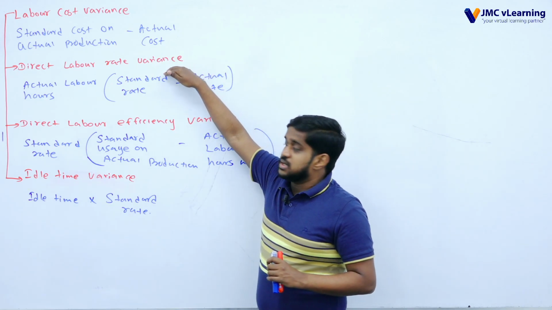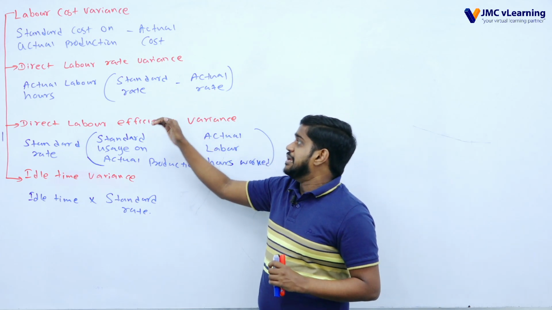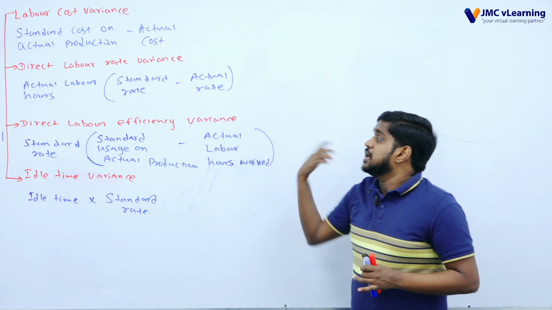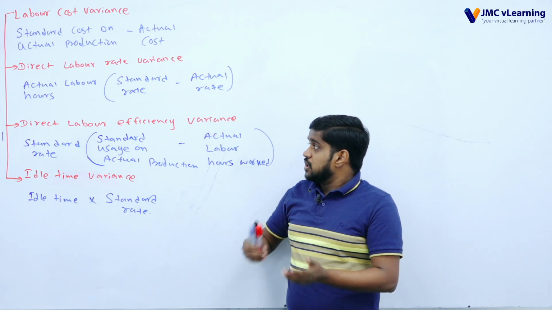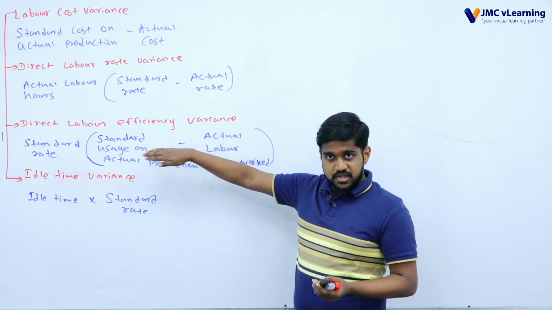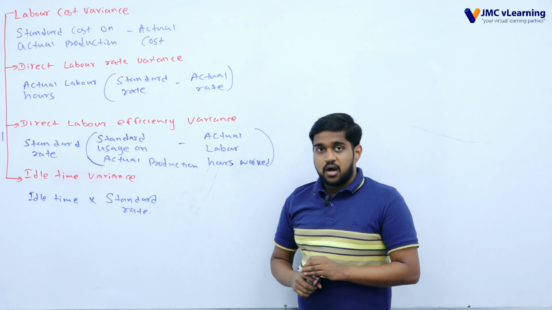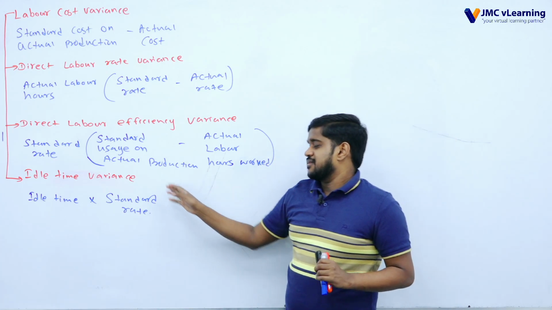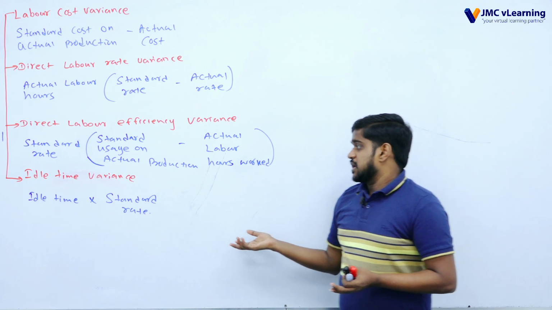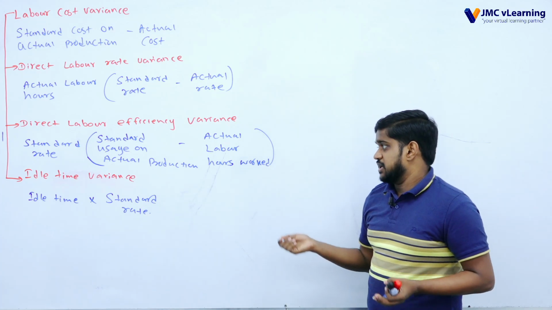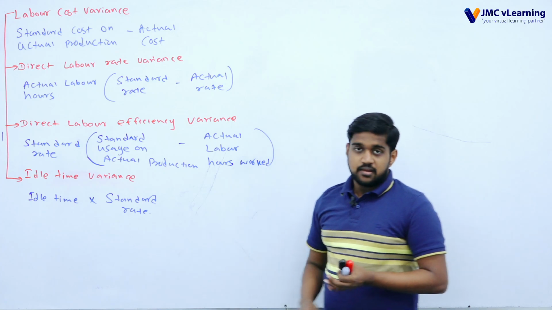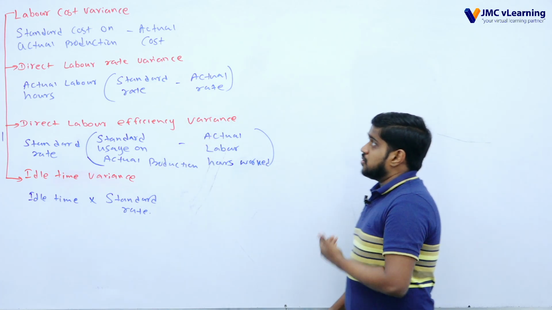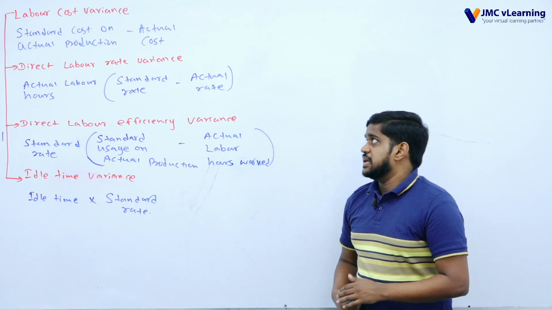The direct labor rate variance mainly focuses on the impact of the direct labor rate, or the salary rate, on this variance. The direct labor efficiency variance is mainly focused on the impact from our labor hours usage. The idle time variance we normally calculate based on the idle time. If we have any idle time, then simply we can calculate the idle time variance. Based on those things we try to identify the variance of our direct labor cost variance.